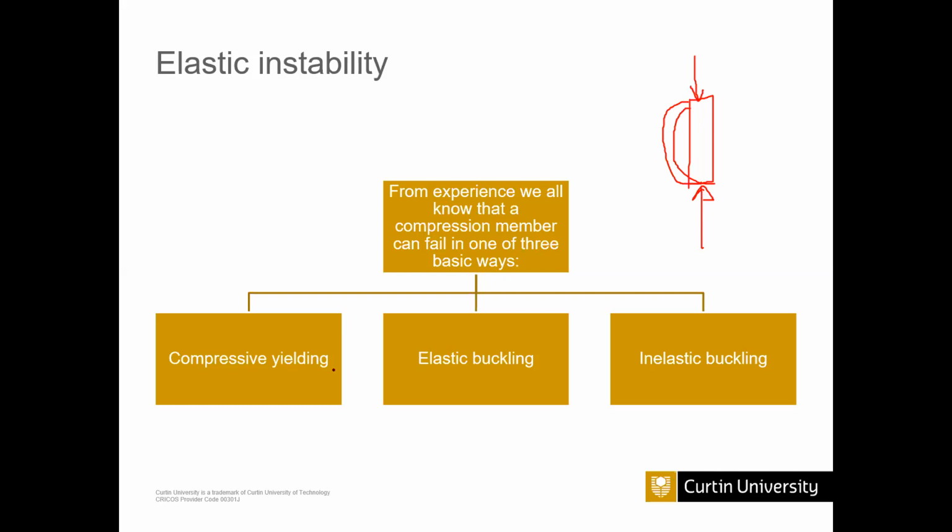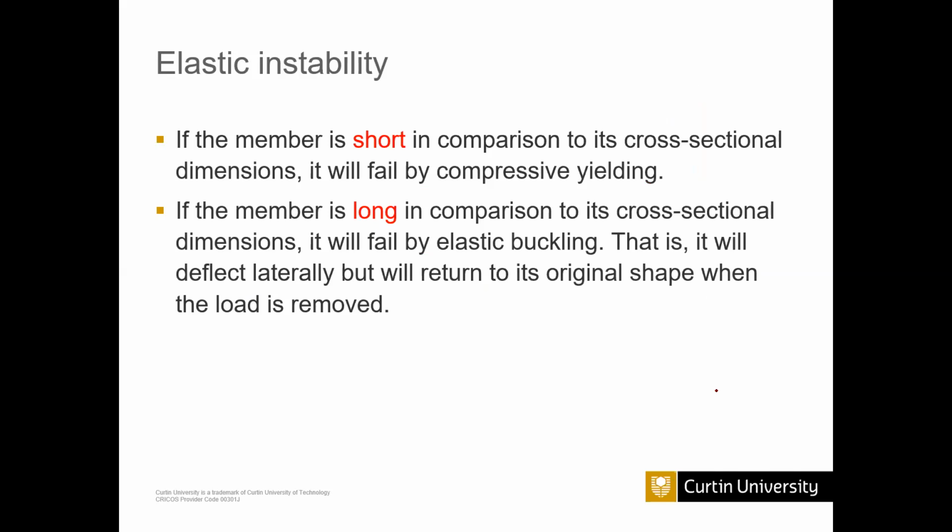Compressive yielding is one way, and then elastic buckling. Elastic buckling means that when we apply this axial compressive load, it will bend like this, and when we remove the load, it will come back to the initial position. In inelastic buckling, there is a permanent deformation like that. But for these two, elastic and inelastic, there is a further explanation, which I will explain in the next slide.